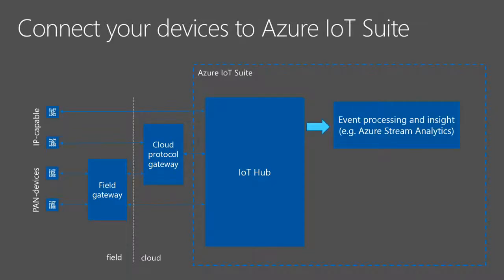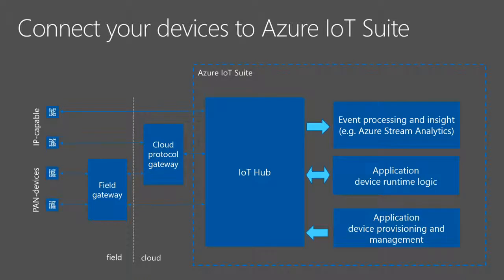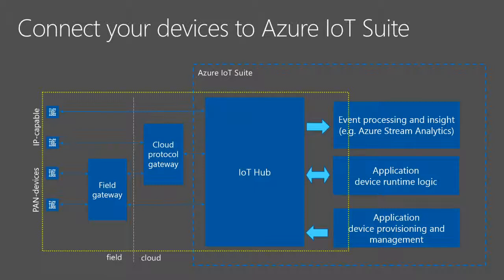On your backend, there's, of course, your event processing pipeline. Think about Stream Analytics, Storm, Spark, whatever custom event processing engine you might have. There is, of course, your device runtime logic, everything that handles your real-time functionality for your application. And, of course, there is device provisioning and management. In this talk, we will mostly focus on how to connect devices to the Azure IoT Suite and how to make use of that connectivity.